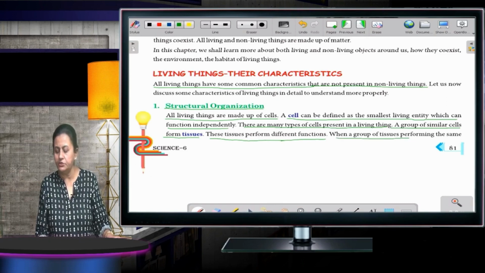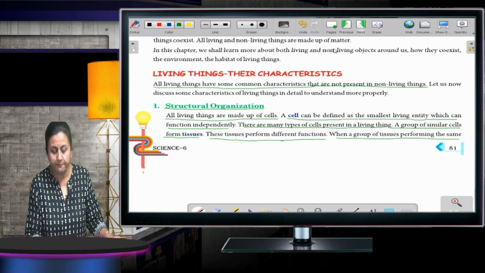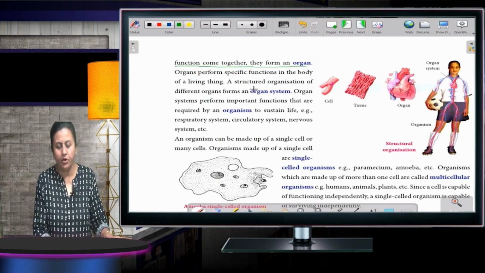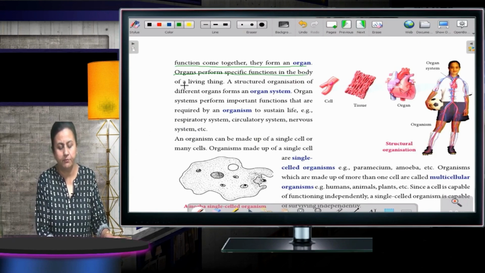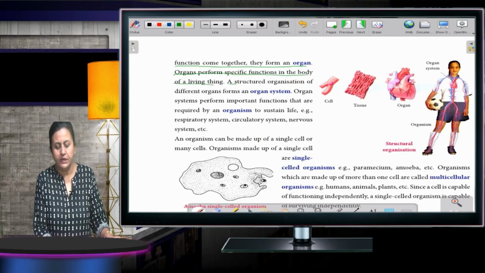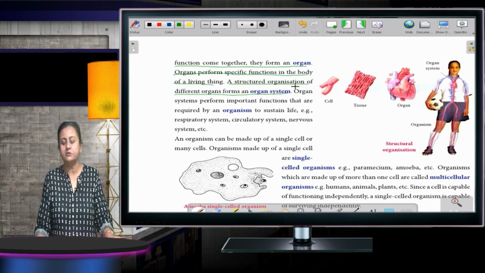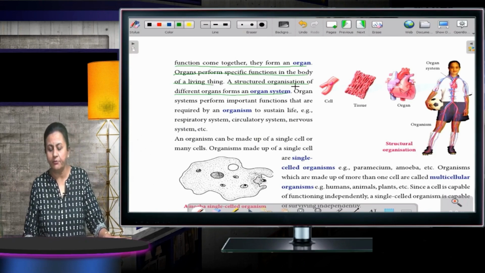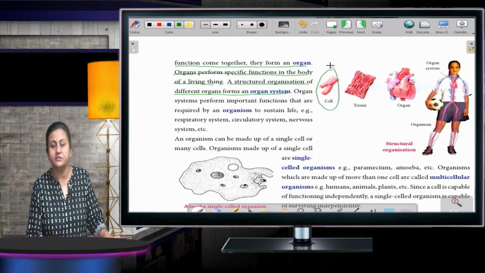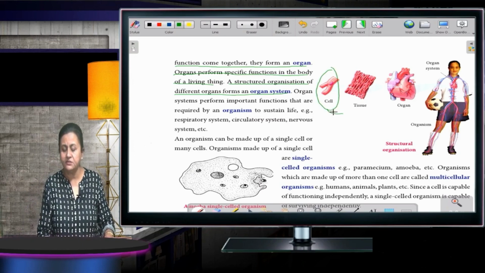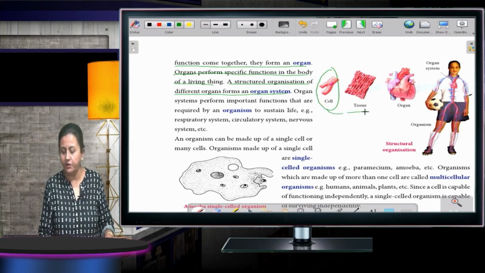When a group of tissues performing the same function come together, they form an organ. Organs perform specific functions in the body of a living thing. A structured organization of different organs forms an organ system. You can see in this diagram, this is the cell, which is the smallest living independent unit. Now, when the same kinds of cells combine, they form a tissue.